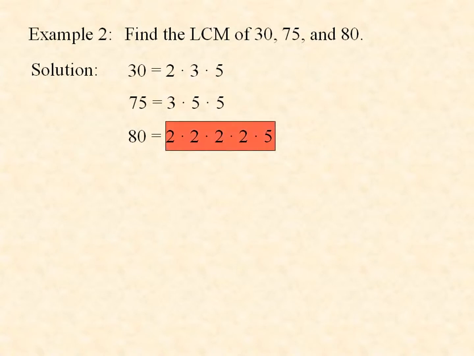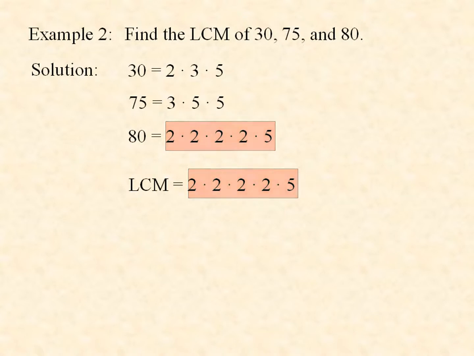Now the 80 has the greatest number of factors, so we will start with that for our least common multiple. Then we look at the 30. It happens to have a 3, which we don't have yet. So we must also multiply by 3. And we look at the 75. It has 2 5's. We only have 1 5 here, so we need another 5. So here's our least common multiple. And if we multiply these numbers out, we get 1200.